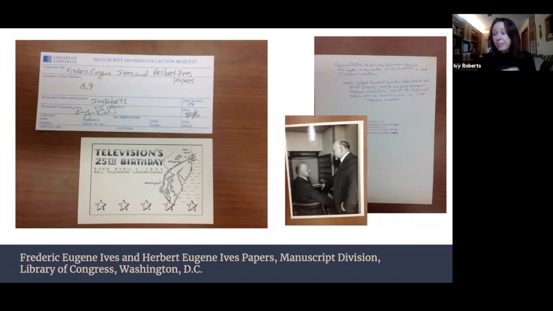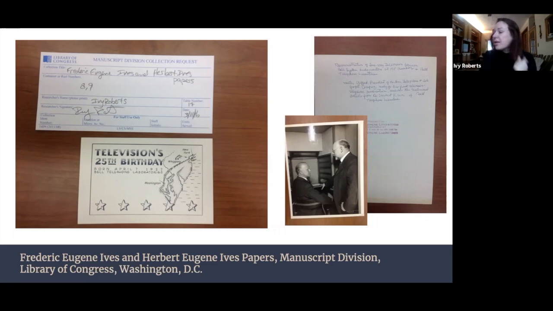For example, my main search topic was television, but it was not in the index terms for the collection. So I found 2 boxes in that collection that contained numerous documents pertaining to Ives's research at Bell Labs in the late 1930s in the development of television technologies that proved to be pivotal to my dissertation research. So pictured here is an invitation to the 25th anniversary of television at Bell Labs, and it is items of this type that will not appear in the archival finding aid.